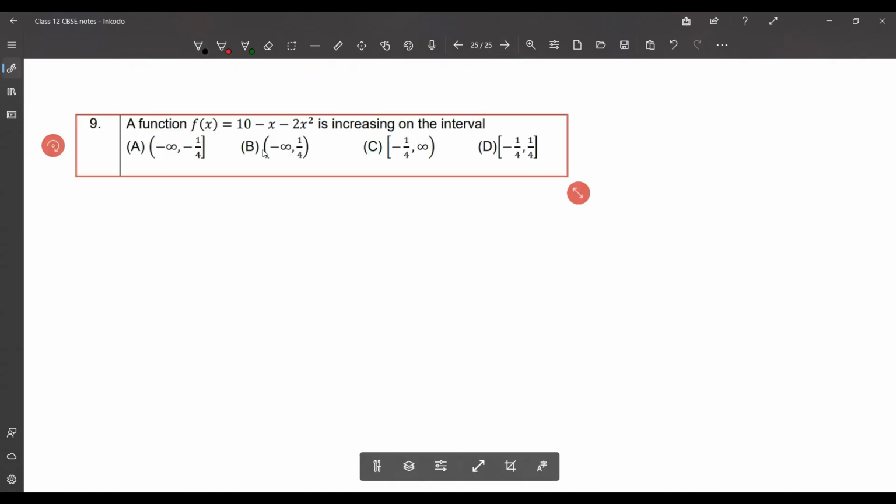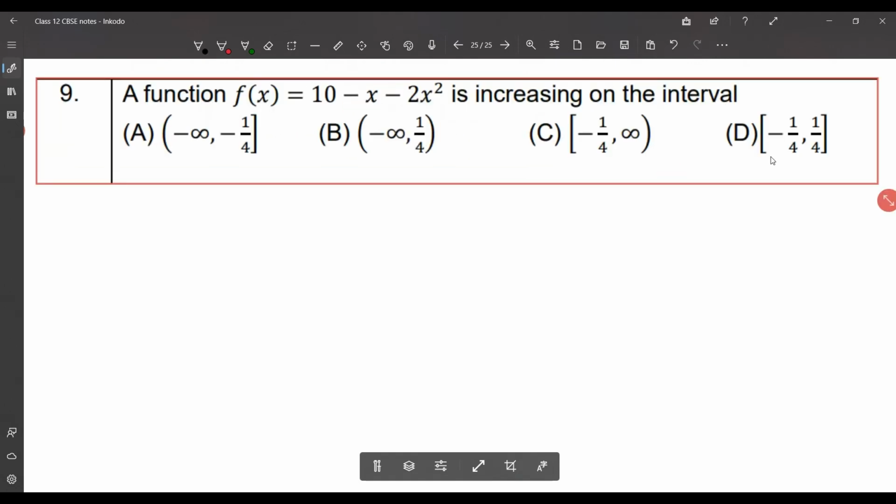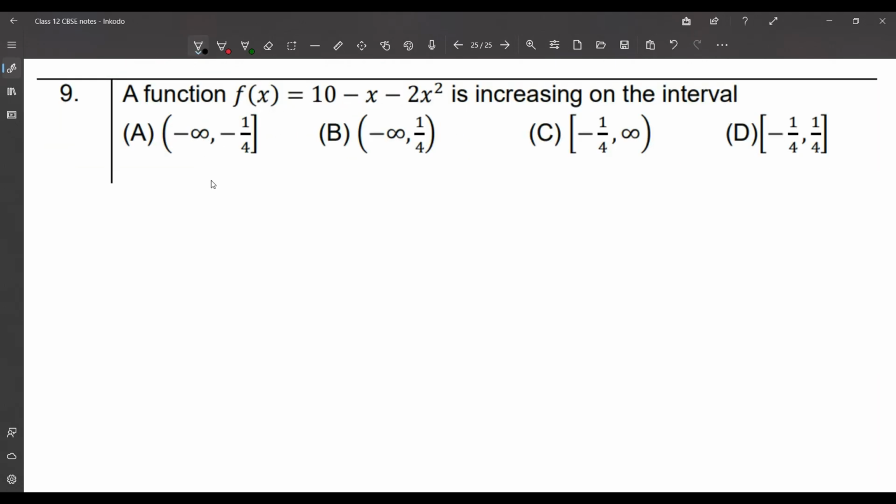A function is increasing on the interval. To find the critical points, we need to differentiate it and equate it to 0. So minus 1 minus 4x is equal to 0, and x is equal to minus 1 by 4. So there's only one critical point, and that is minus 1 by 4.